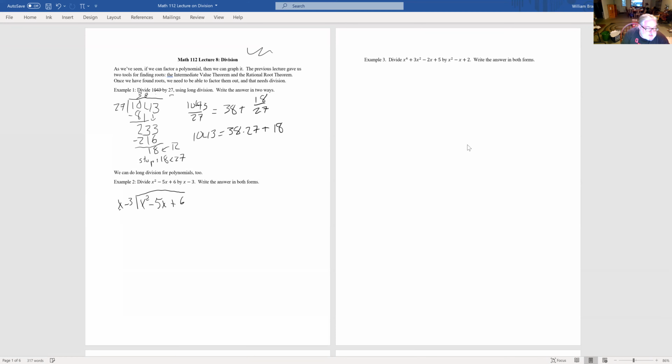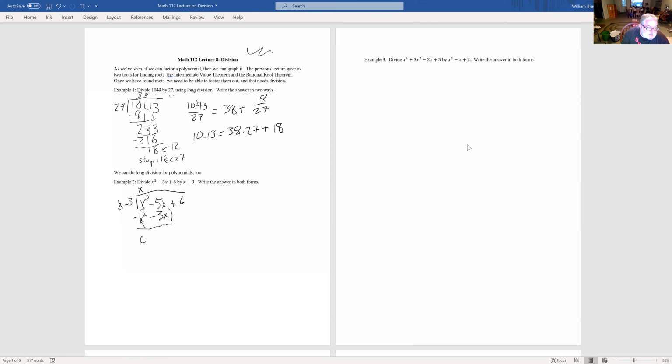We're going to look at the leading terms here. What do I multiply x by to get an x squared? Well, I have to multiply that by an x. So if I take this x and distribute it over this, I'll get x times x is an x squared. X times minus 3 is a minus 3x. Right? That's like getting the 81 there. And then what do we always have to do? We always have to subtract. So we'll subtract this off.